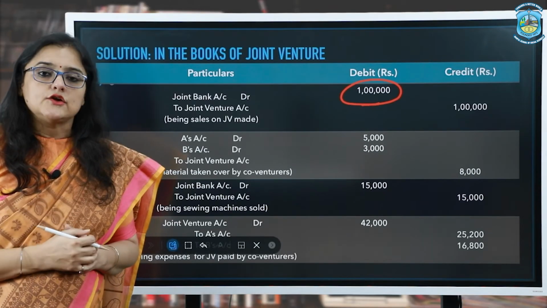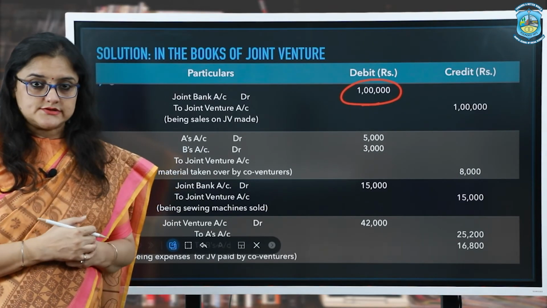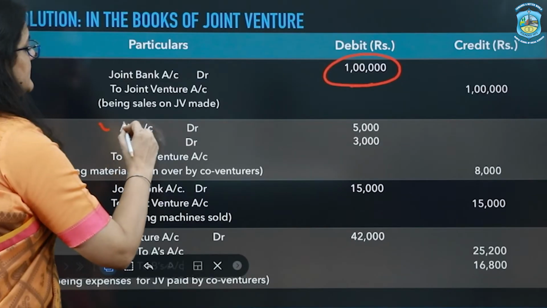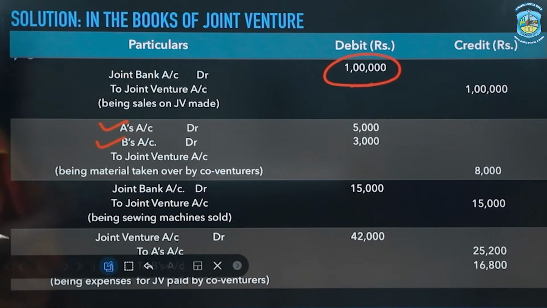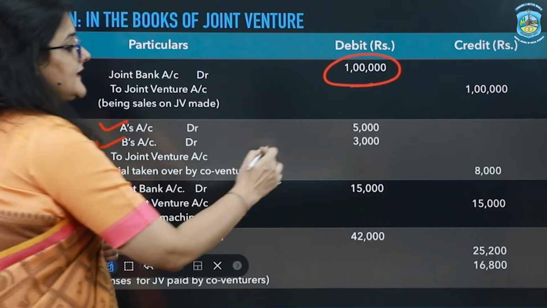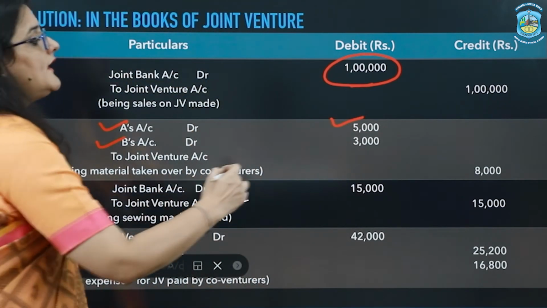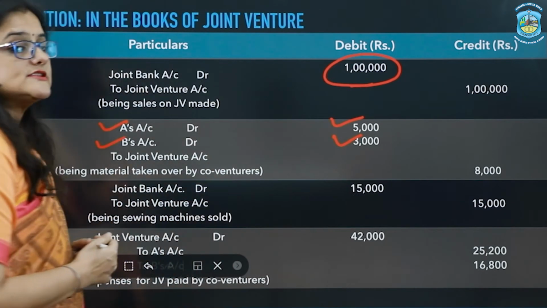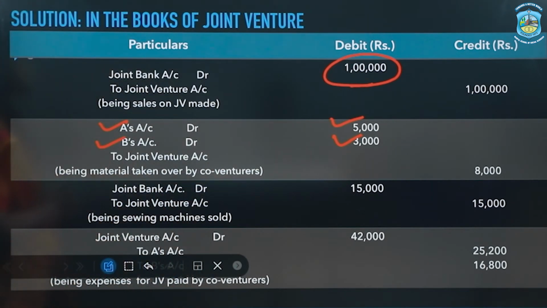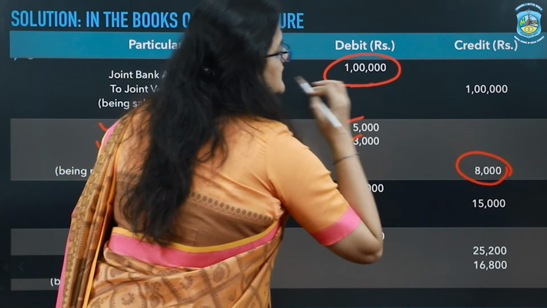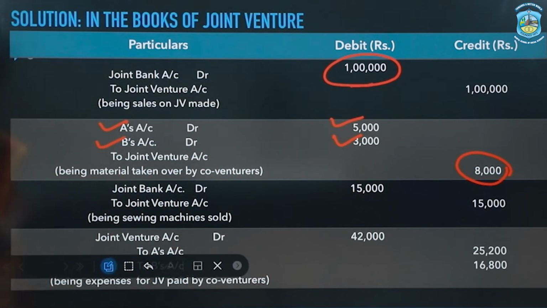Now there is a takeover of material by the co-venturers. For the takeovers, we are going to debit the accounts of the co-venturers for whatever they have taken from the joint venture. So A's account is debited for 5,000 worth of material that he has taken. B's account is debited for 3,000 worth of material which he has taken over, and this is charged to the joint venture account as the part settlement of partners.